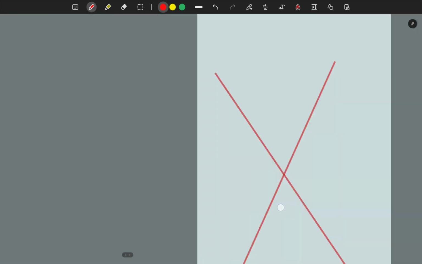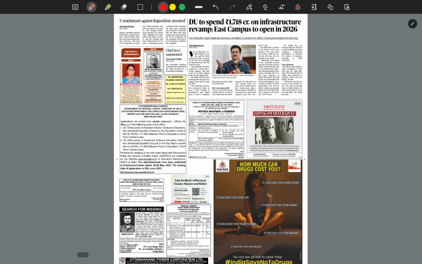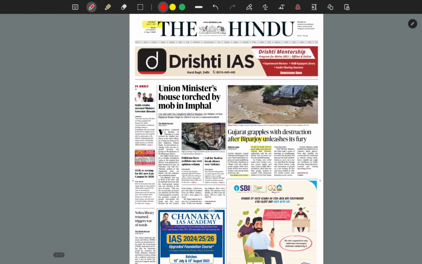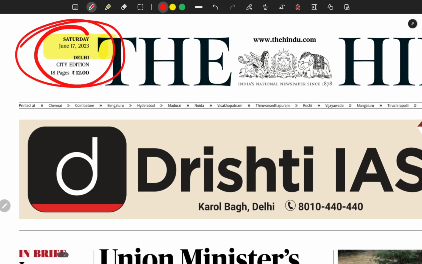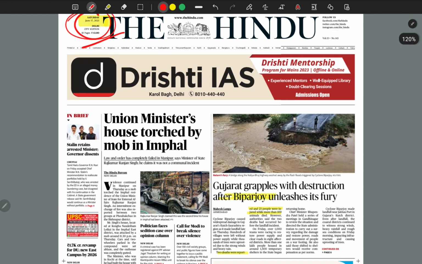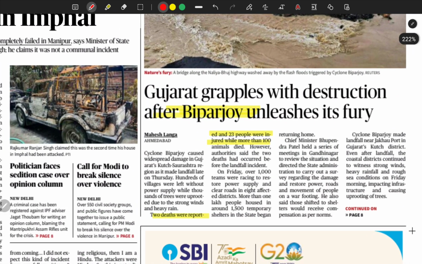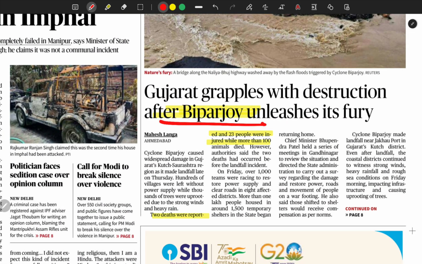What is today's main important news, relevant for UPSC CSE exam? As you can see, today's date is 17th of June 2023, Saturday. On the first page there is a news regarding Cyclone Biparjoy.